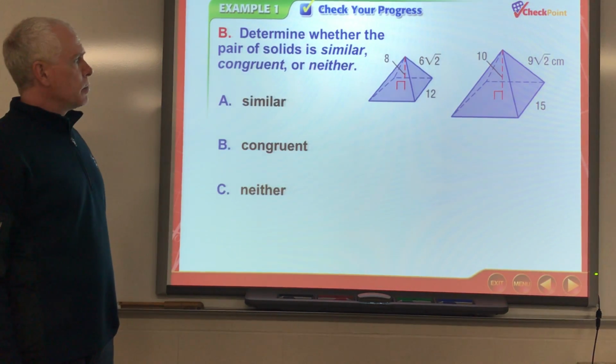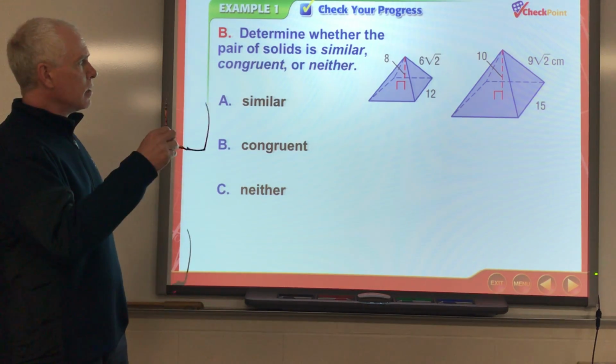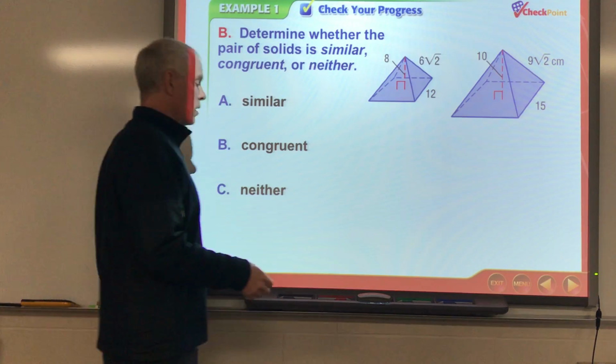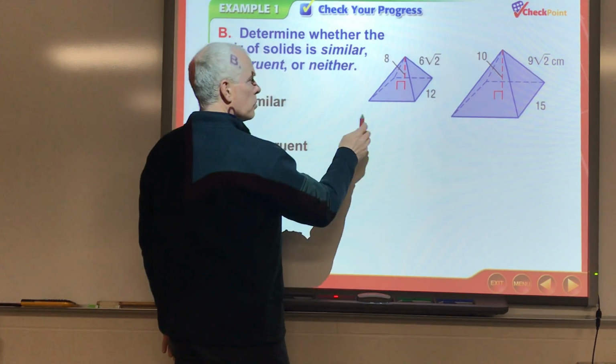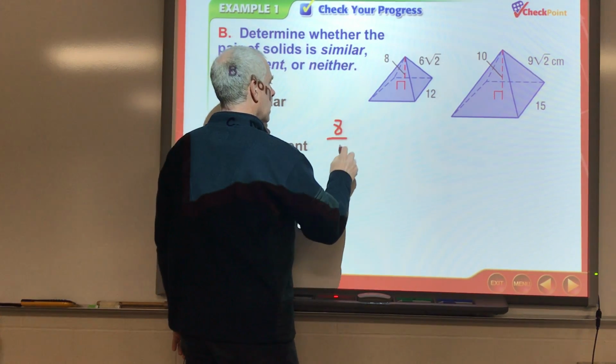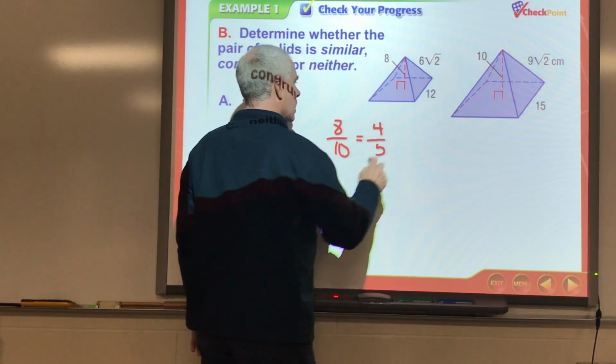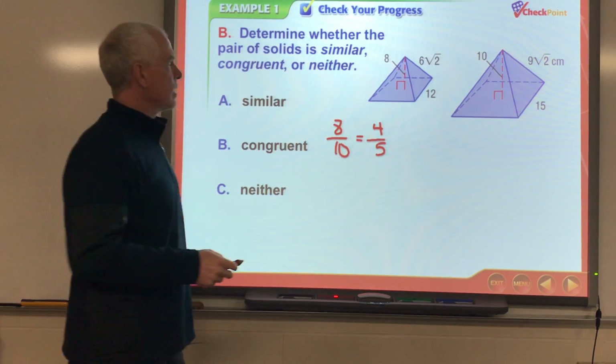How about these two shapes? Again, not congruent. The heights are 8 and 10, the edges are 6 square root of 2 and 9 square root of 2, etc. But I don't know if they're similar or not, so we're gonna just compare. So the heights, 8 over 10, 2 goes into 8 4 times, 2 goes into 10 5 times. All right, so I've got that scenario.